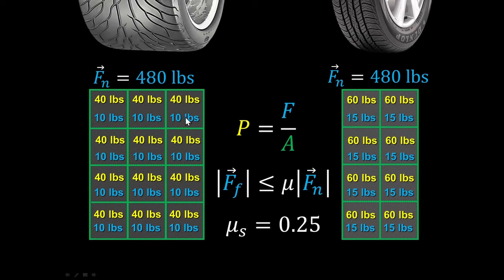Add up all the little friction you get on each little square inch, and we would get 140 pounds of friction total. Do the same thing here. There's more friction on a square inch, but there are fewer square inches, and you get the same amount of friction. Okay, so why do we have treads on tires?